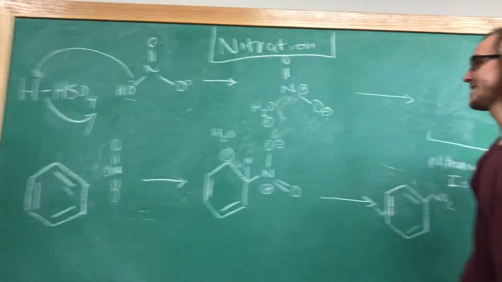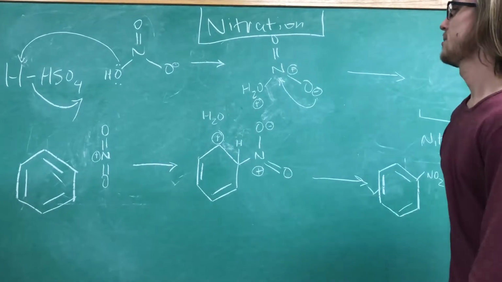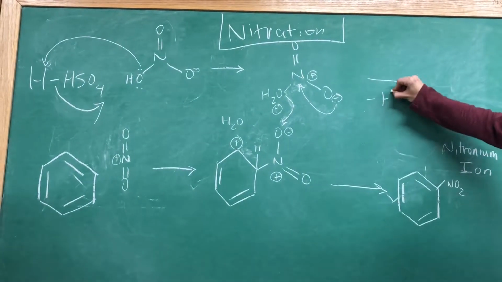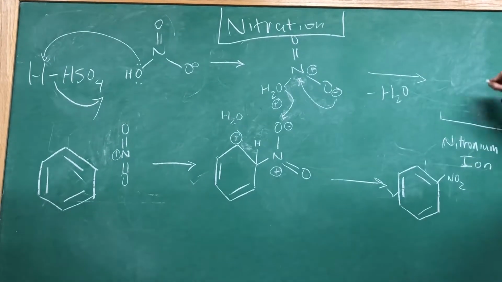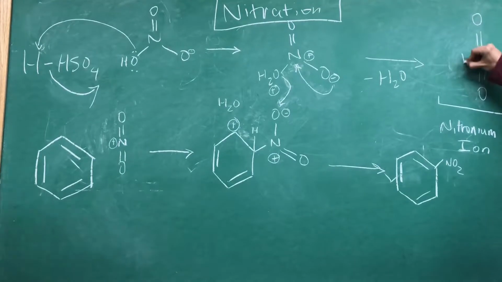that group. To here, we're going to have the same thing. The oxygen is going to come here and attack the positive nitrogen, kick off the water. To show that water is being lost in the step. And this forms what is called a nitronium ion.